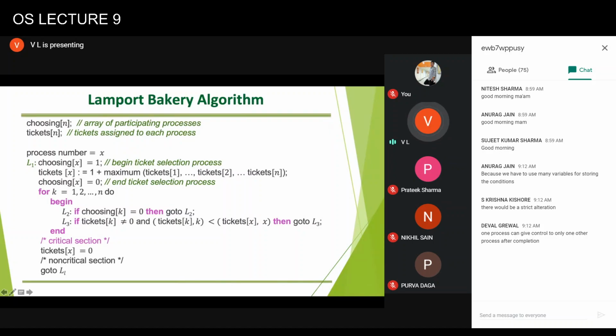So all the processes which want to enter the critical section will check whether their ticket is less than other processes' tickets or not. If yes, then it will continue to the critical section. But if it has the same ticket number as any other process, then the process with the lower identity will be given the chance. Once the process enters the critical section, it will set its ticket to 0 so that other processes get a chance. That's how this algorithm works.